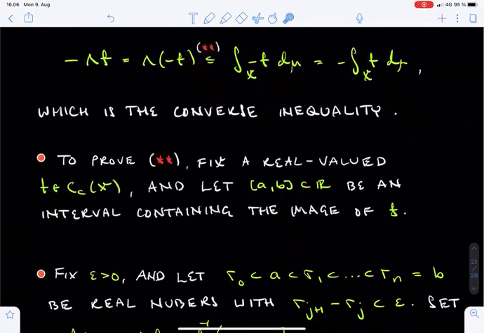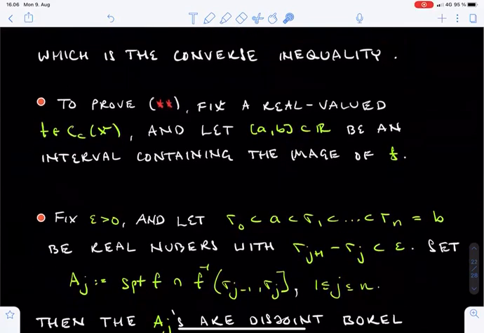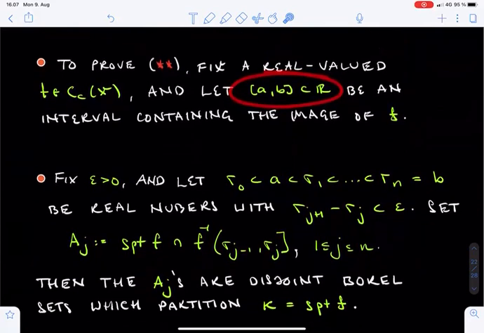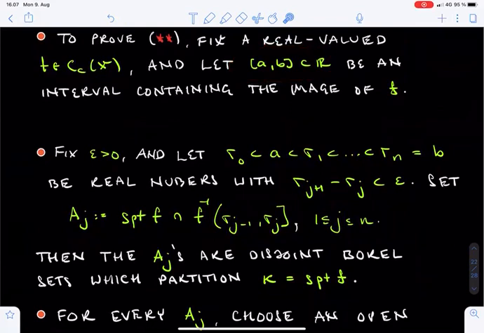Now it remains to prove the inequality double star, and for this purpose we fix a real-valued function f from Cc of X. Since f is compactly supported, its image is contained in some compact interval of the real numbers, let's say the closed interval from a to b. We will next chop up this interval into smaller subintervals.